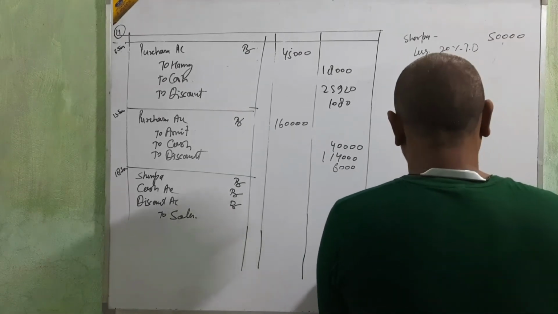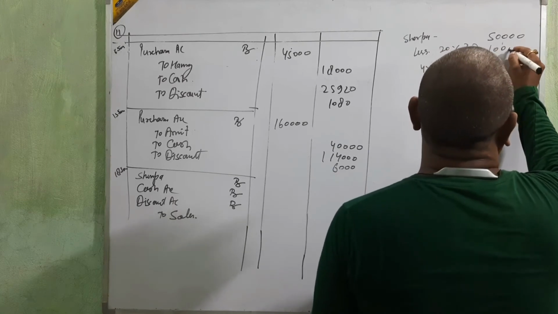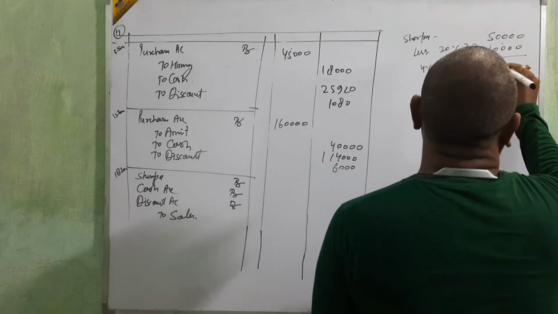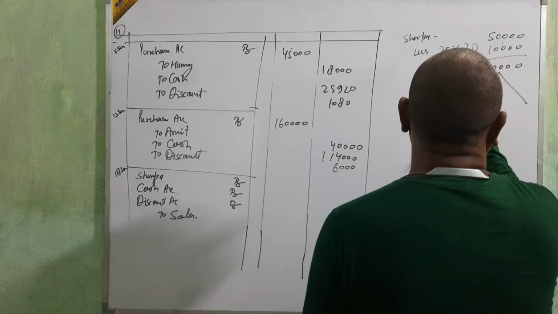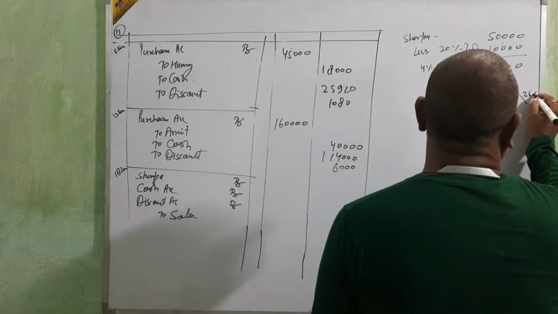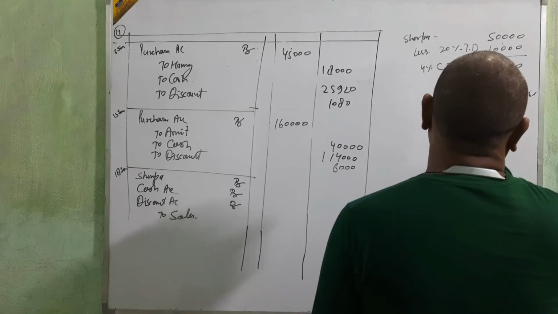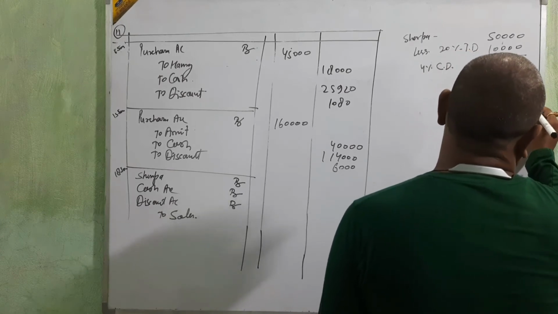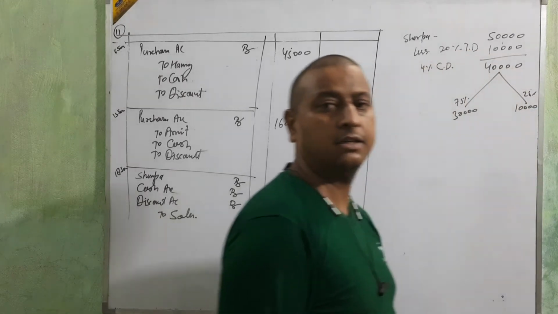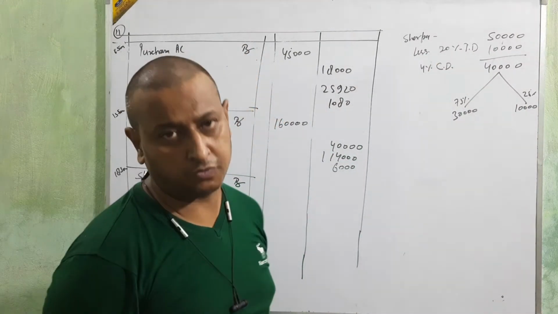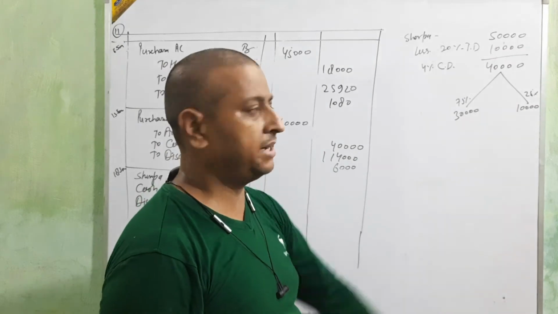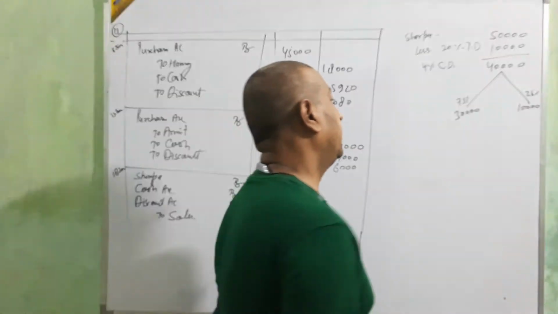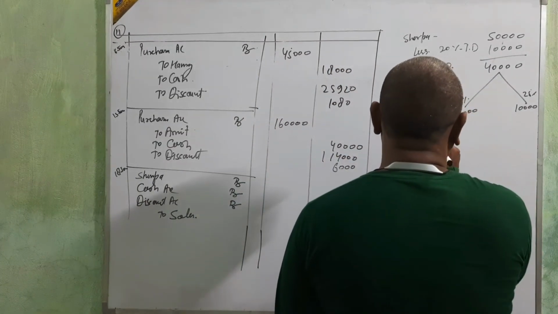First less the 20%, 10,000. Okay. Then it's 40,000. Then divide 75%, 25%, 30,000 and 10,000. Okay, beta? We are not going to less the trade discount first. The first trade discount 10,000. Then remaining amount is 40,000. Here 4% cash discount, less 4% cash discount.